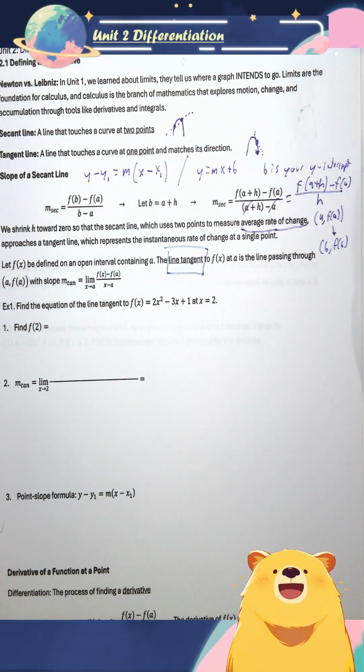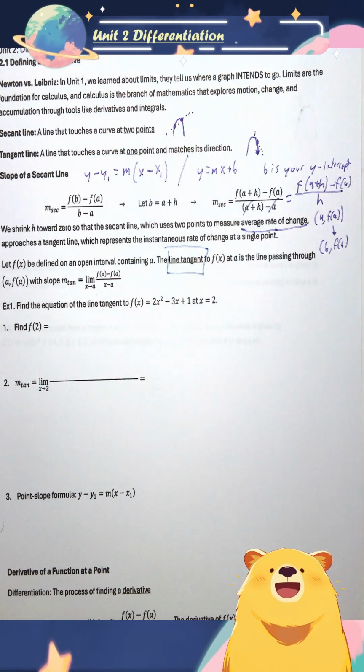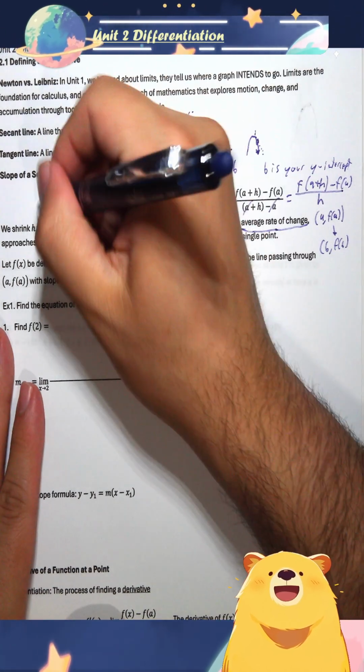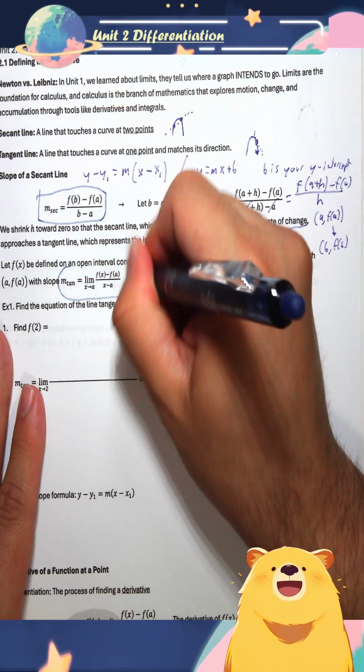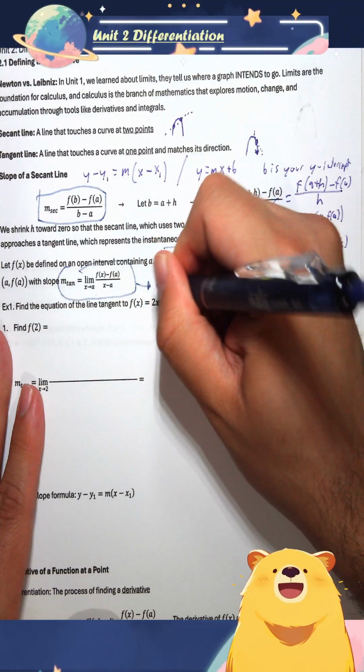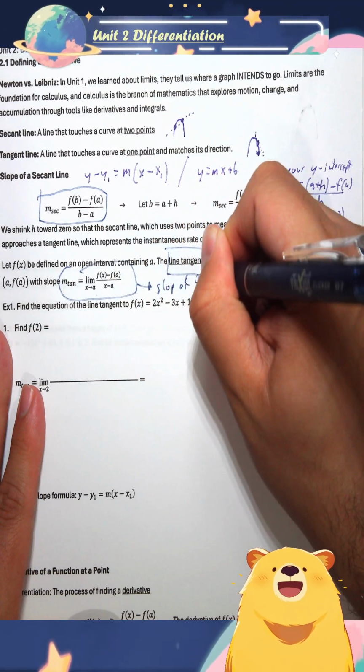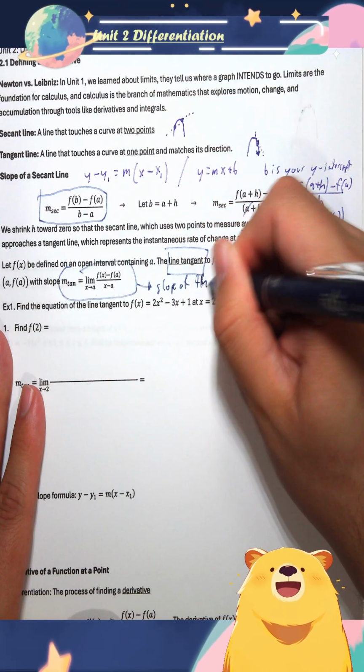Am I missing any other definition? Okay, I'm missing this definition too. So this is our slope of the secant line, and this is going to be the slope. I'm going to just write it again. Slope of the tangent line.